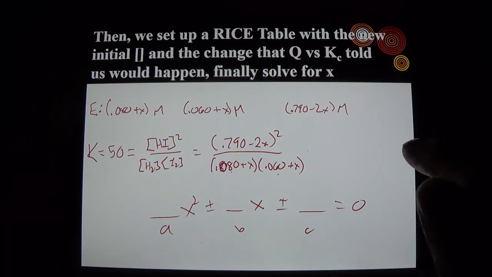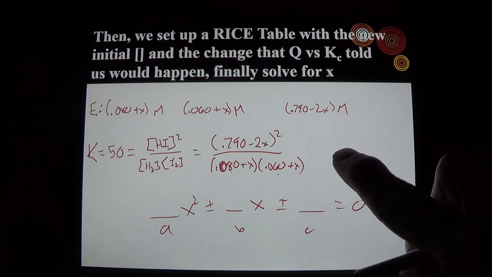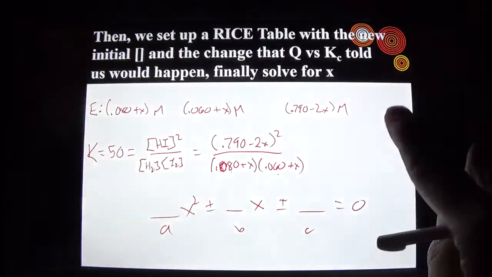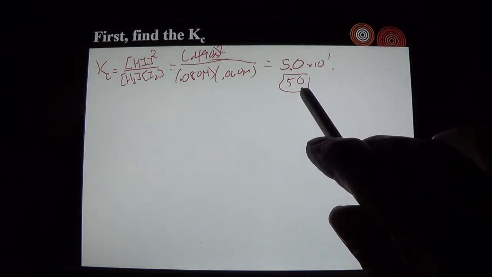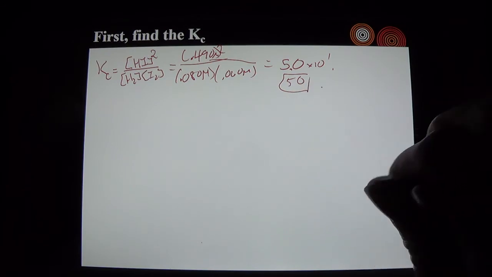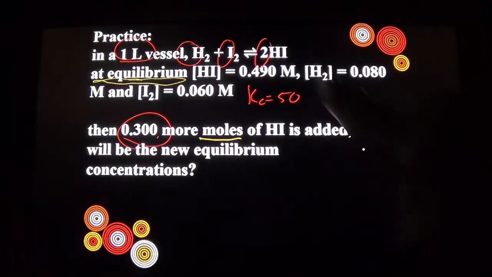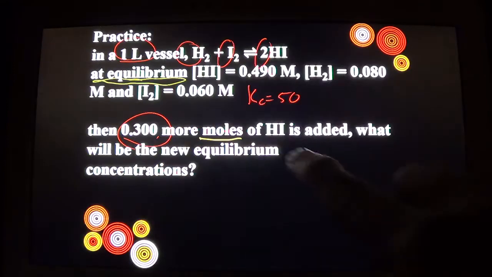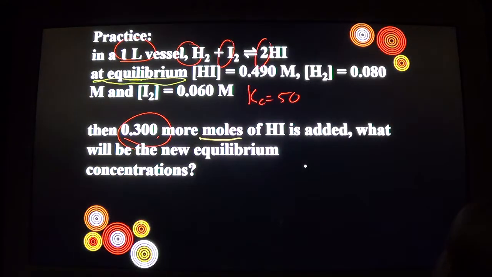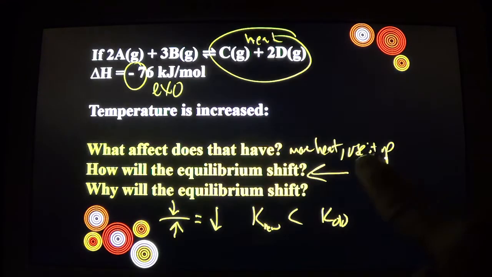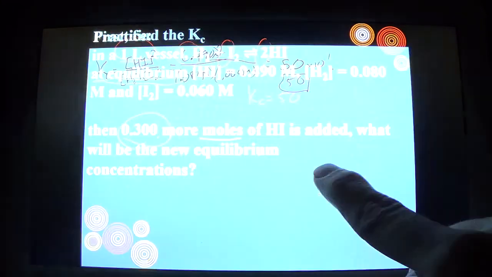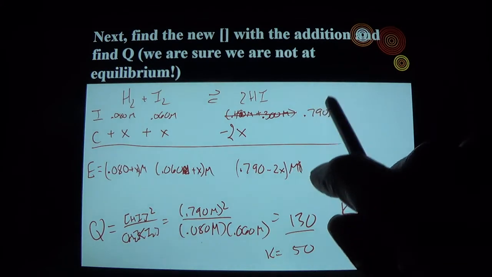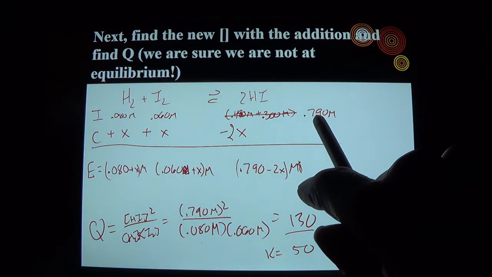What did we have to do to get there? If we go the correct way, we had to first calculate what K was, because that was not given to us. They might even give that to us, but it wasn't in this case. I had no K with my original equilibrium, so we had to calculate it. Then I added in the new additional amount.